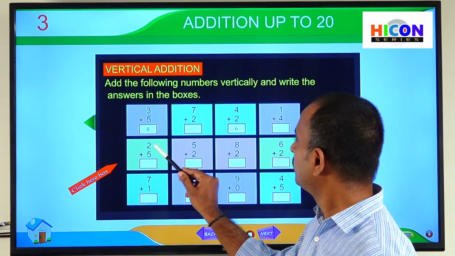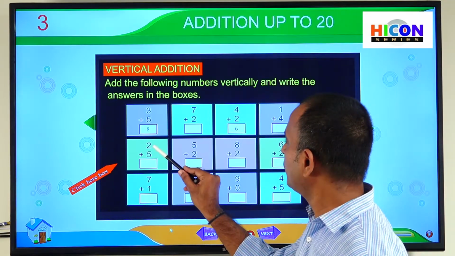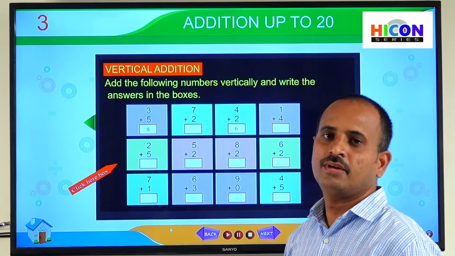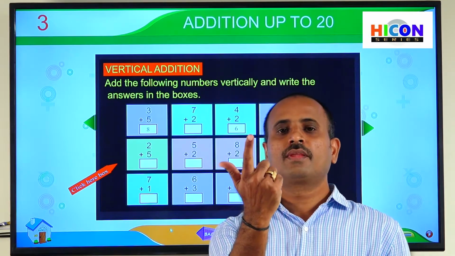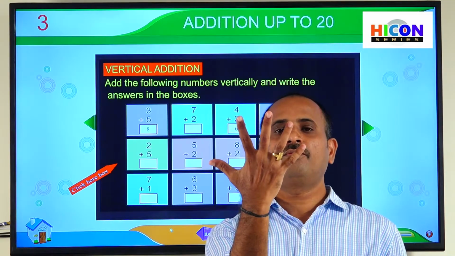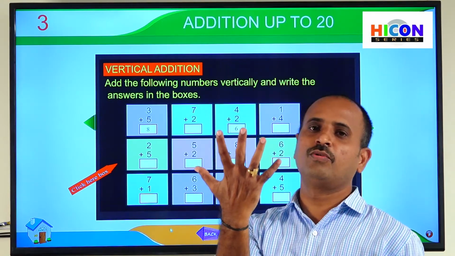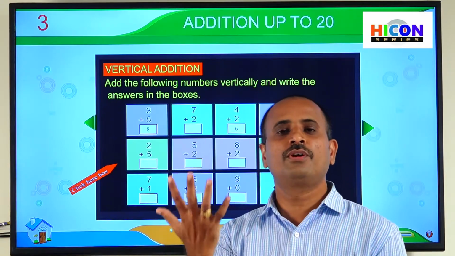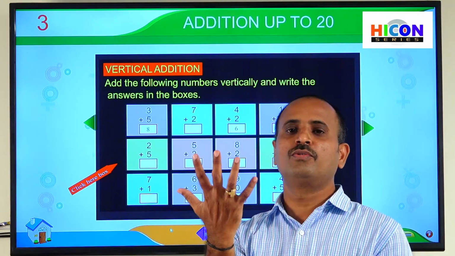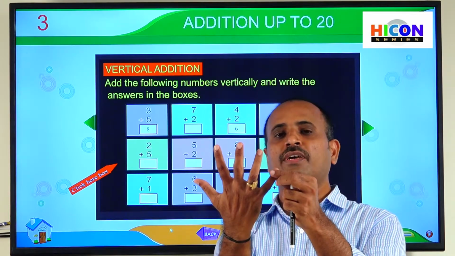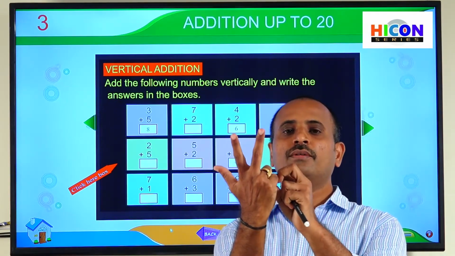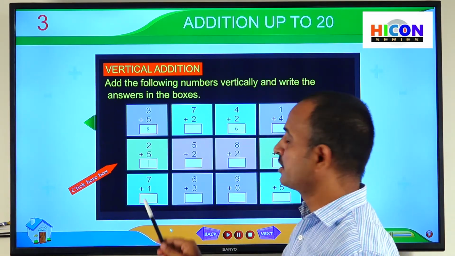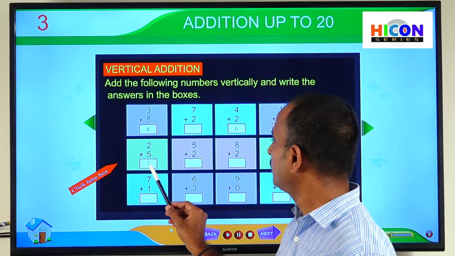See this addition, 2 plus 5. Here the first number is 2 and the second number is 5. Open 5 fingers of your hand. 1, 2, 3, 4, 5. These are the 5 fingers, and start counting from the first number. Here 2 is the first number. After 2, we will get 3. So start counting from 3 and close the 5 fingers. 3, 4, 5, 6, 7. So the sum is 7. Write 7 in this box.